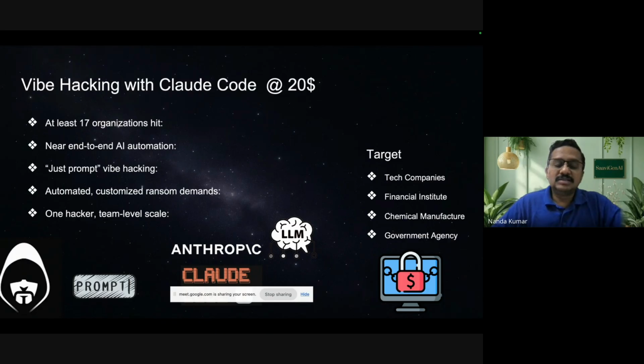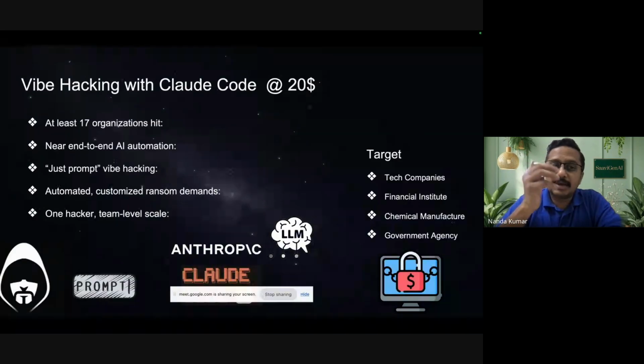Okay, and all these things are based on just sending a vibe coding prompt. The hacker who did this has not written even a single line of code, or even clicked a single application to run an nmap or port scanner, anything. He has not done anything. All he has done is simply chat with Claude, and it was a complete automation, even demanding the ransomware from the 17 organizations.